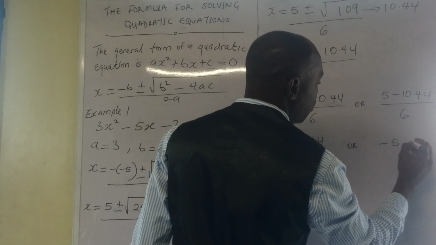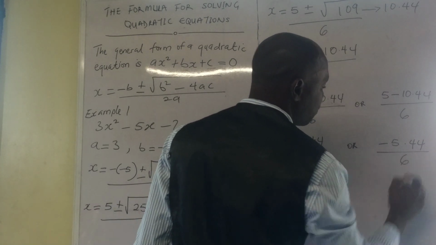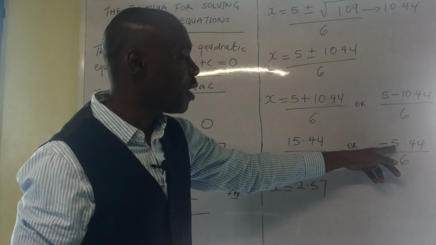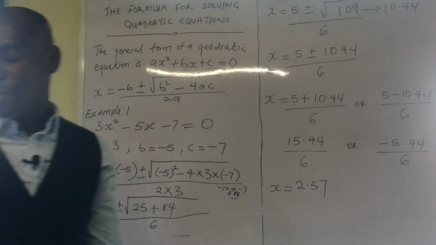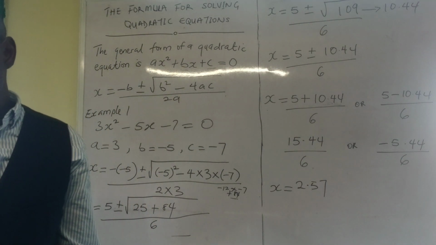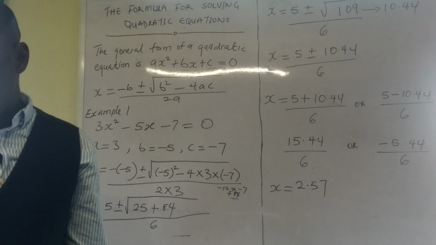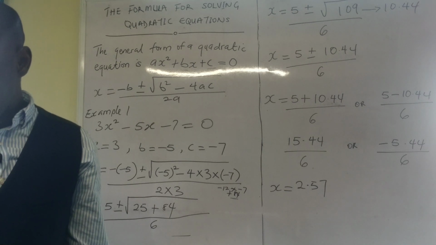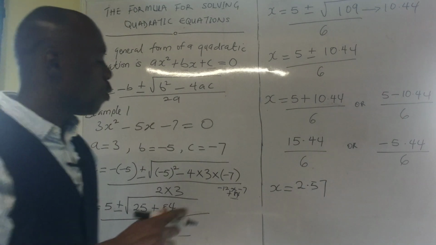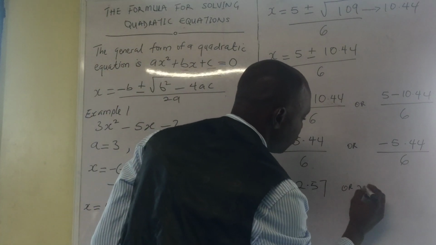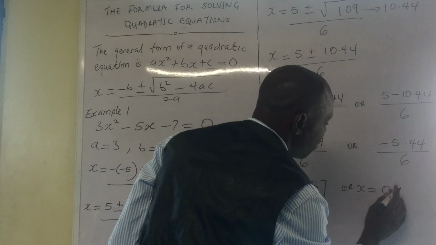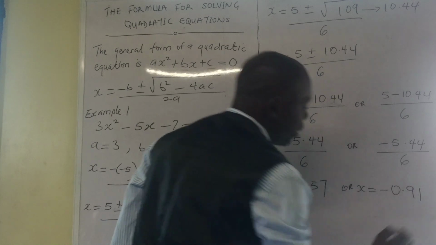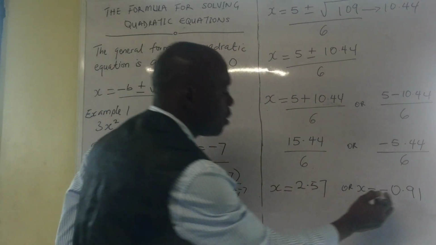Minus 5.44 all over 6. You know, this is positive 5. Remove it for negative 10.44 to give you negative 5.4. So let's see. Use 5 to divide 6. Divide by 6. So it's giving us 0.91. So this one will now be x equals 0 minus, to be negative 0.91. So that's it here.